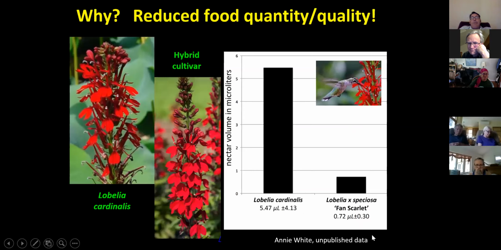Here's another, because this is all from Annie White from University of Vermont, and I've been doing this as well, so it's not published yet. But if we look at Lobelia cardinalis for hummingbirds, and here's the cultivar, they look identical to us. They look just as beautiful. We look at the nectar. Here's the native. Here's the cultivar. Look at that drop in volume. Hummingbirds are not going to waste their energy trying to get that much nectar, and neither are bees. So you've got a nice flower, but nothing's going to visit it, and you're taking that connection out of the system. So that's a major problem.